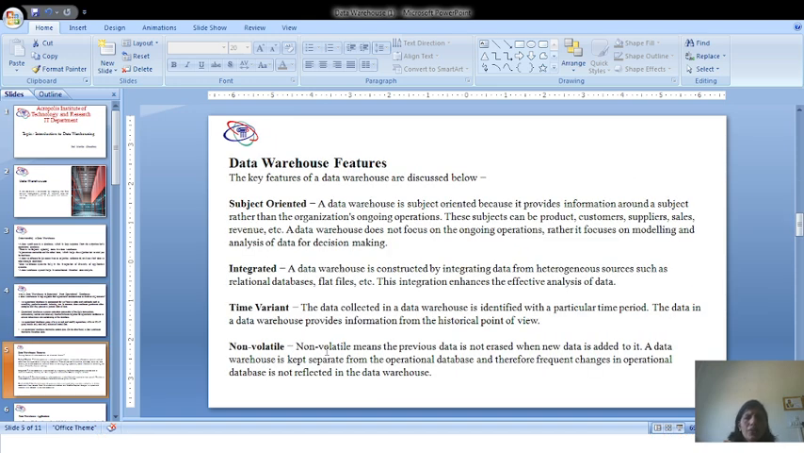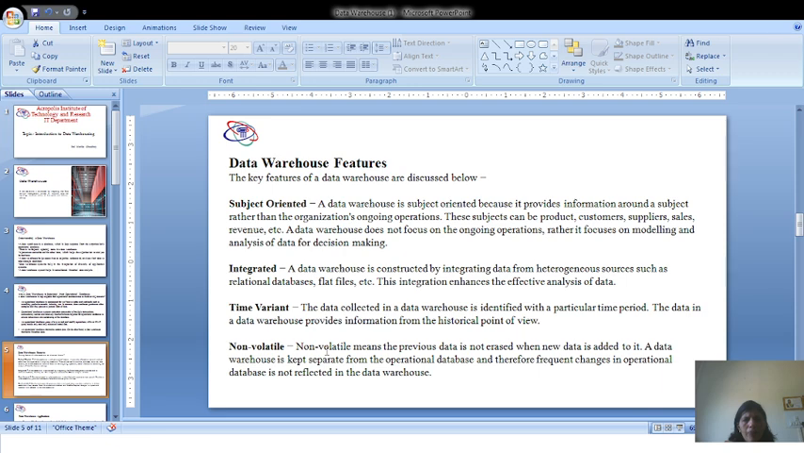Now, the features of the data warehouse. First one is subject oriented, means it is related to the main content. A data warehouse is subject oriented because it provides information around a subject rather than the organization's ongoing operation. There may be different departments in an organization, means it is related to that particular one, not to all. This subject can be product, customer, supplier, sale, revenue, etc. A data warehouse doesn't focus on the ongoing operation, rather it focuses on the modeling and analyzing data for decision making.